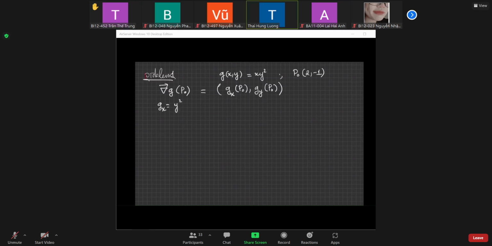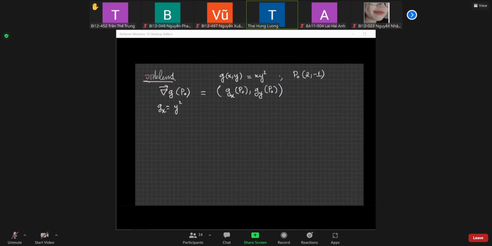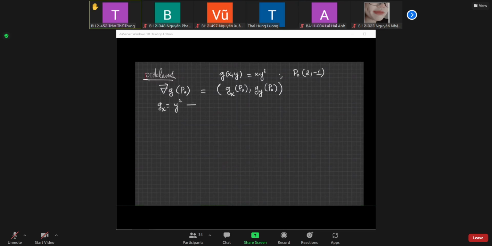Okay, so that is a partial derivative with respect to x, right? Yes. And we should complete the calculation. It will be 1, right? Yes. And gy will be 2xy. Exactly. It will be -4. Yeah, -4.